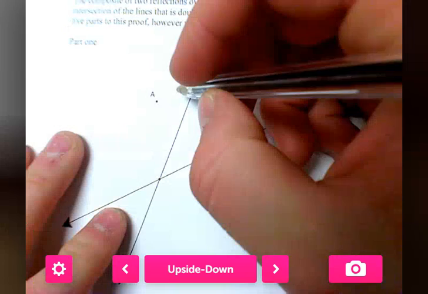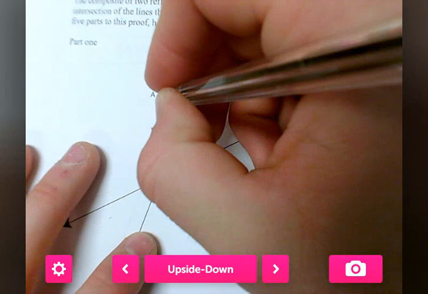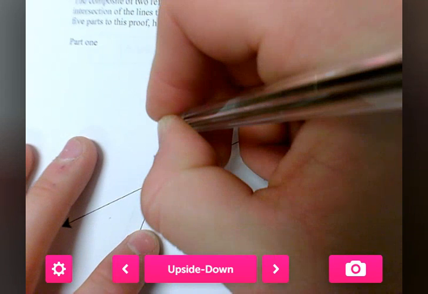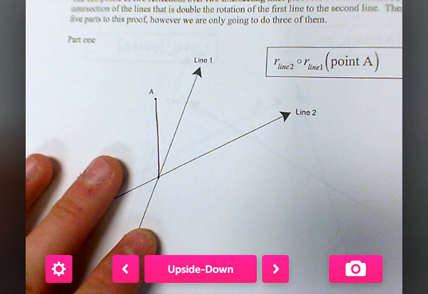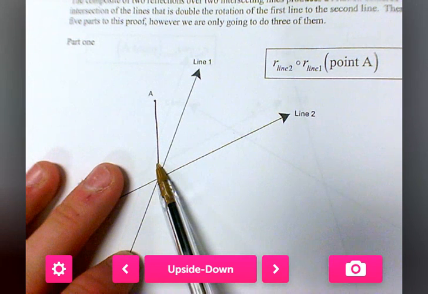All right, so first thing I'm going to do is draw a line from A to the intersection point. So I just drew this line from A all the way to the intersection point.